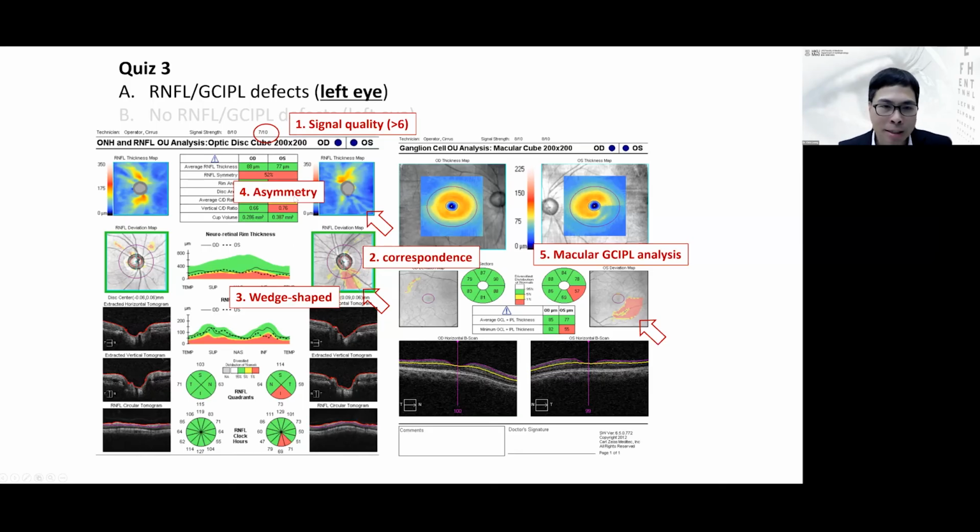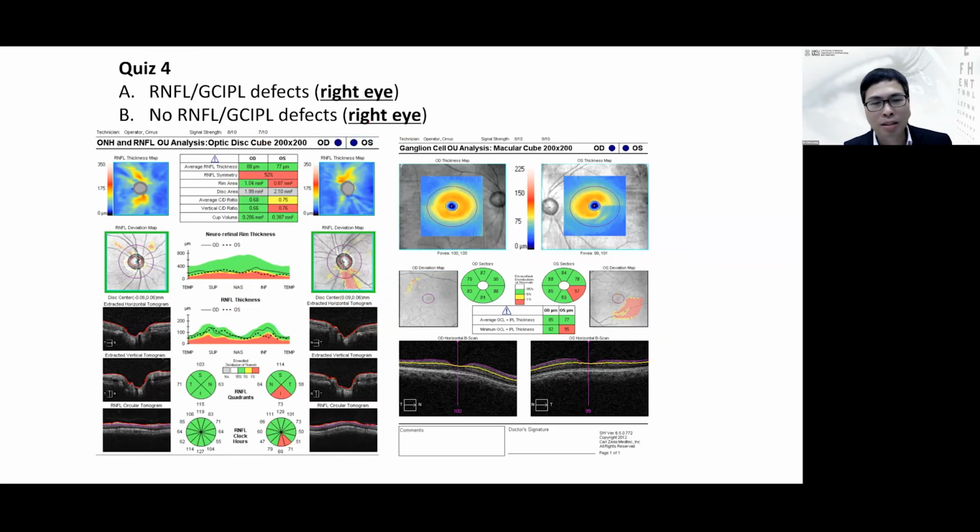And we do see asymmetry. The superior retinal nerve fiber layer is thicker than the inferior. It's pretty obvious. And then when we study the GCIPL, again, you see much bigger defects compared with the RNFL analysis. Because of the wedge-shaped pattern, it expands towards the macula. That's why we see bigger defects here. So very clearly, we have definite retinal nerve fiber and GCIPL defects.